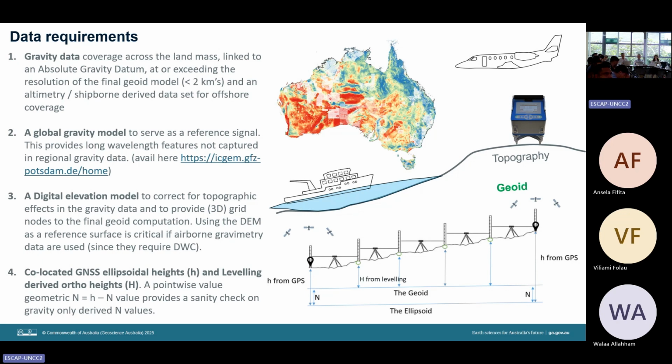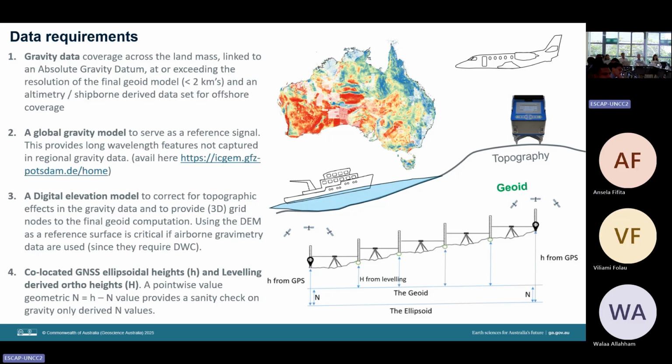We also need a reasonably reliable digital elevation model, and this is doing 2 jobs. It's used to compensate for topographic effects. We need to adjust for topographic effects so that the gravity data can be appropriately processed and become harmonic, so that the conversion between anomalies and potential is reasonable. The second job that it's doing is providing 3D grid nodes for the gravity data interpolation.